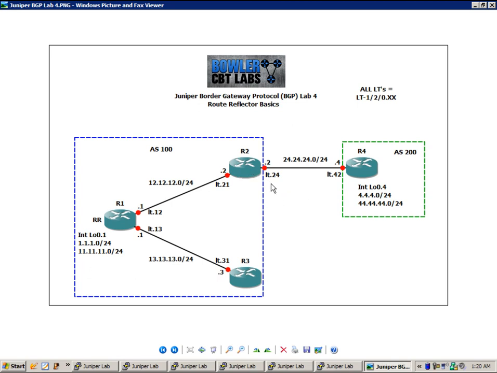So I wanted to get you familiar with the basics of route reflectors, how to set it up, because in the next couple of BGP labs we're going to have a couple of route reflectors present, and so I wanted to touch on the technology of route reflectors. And like I said, I'll go back after I have done a couple more BGP labs. Maybe I'll go back and do another video on route reflectors, the next one being a little more advanced.